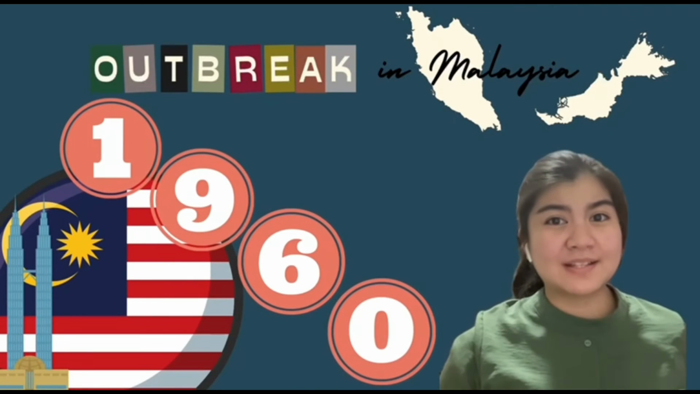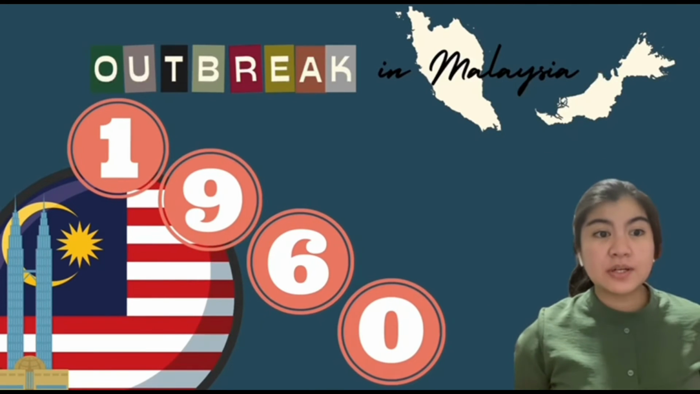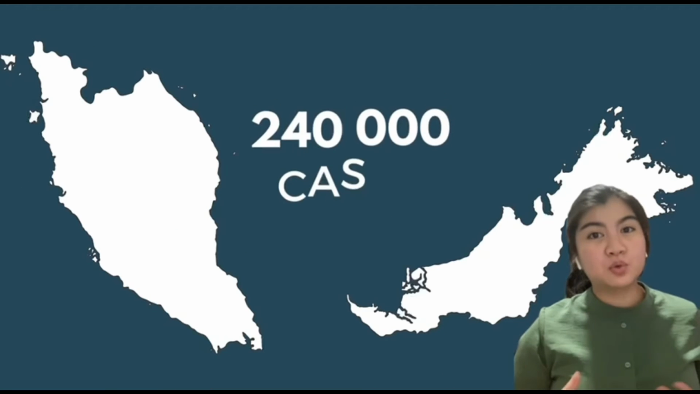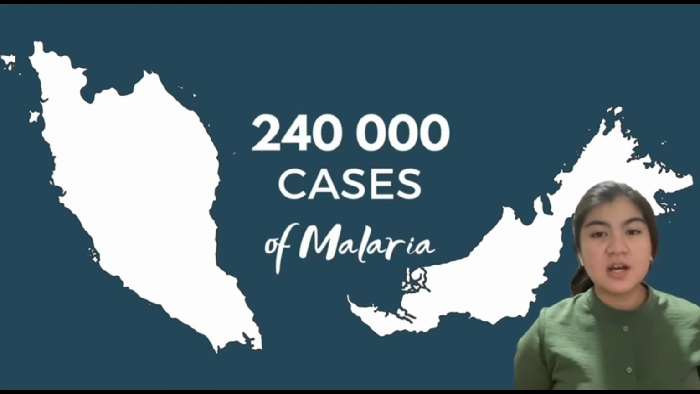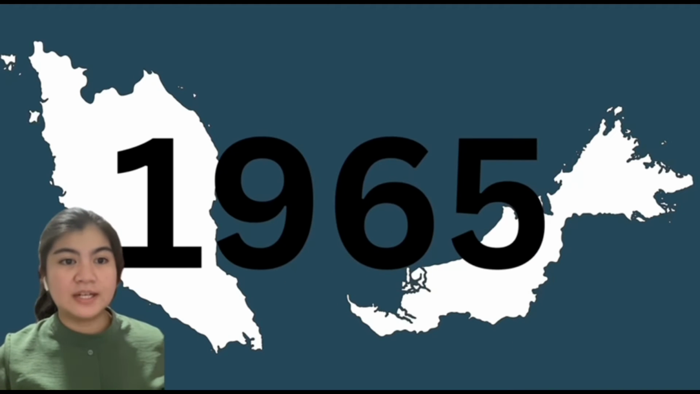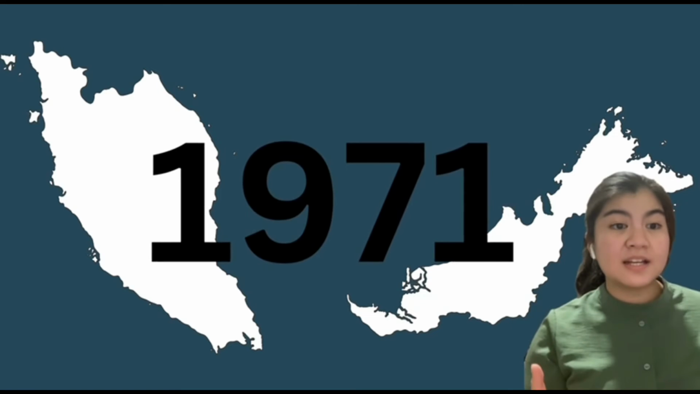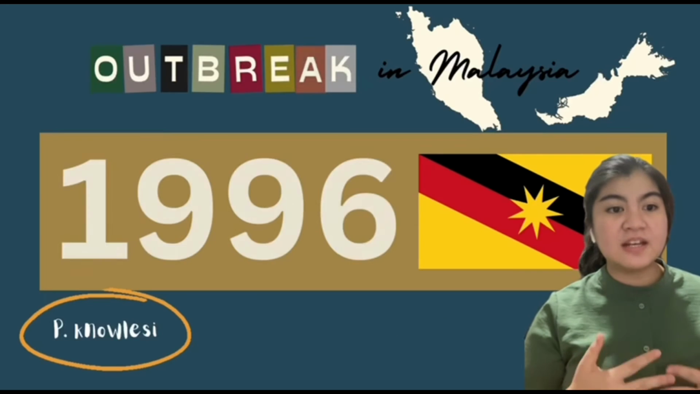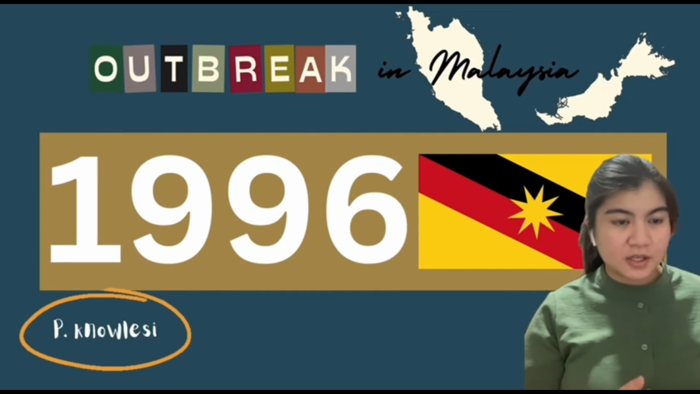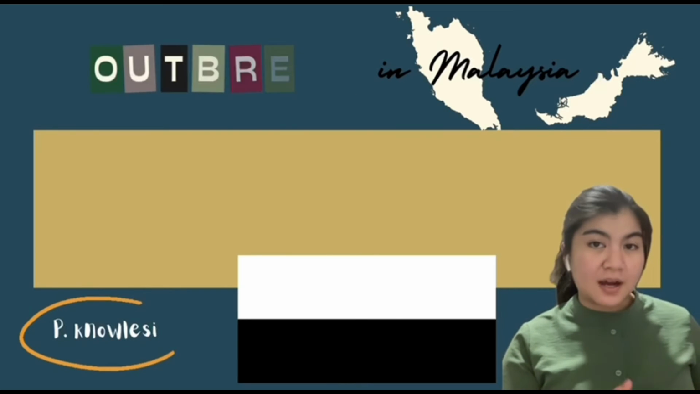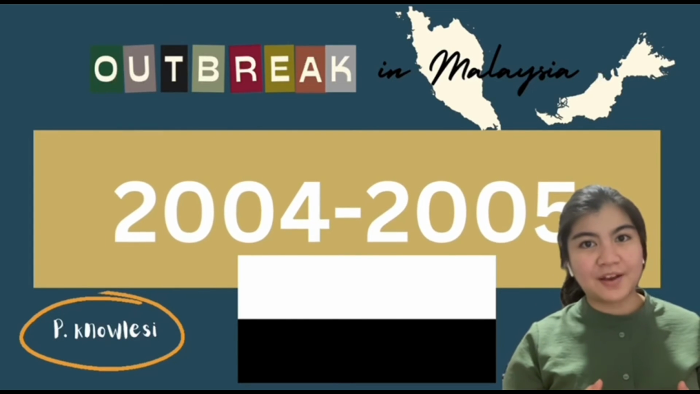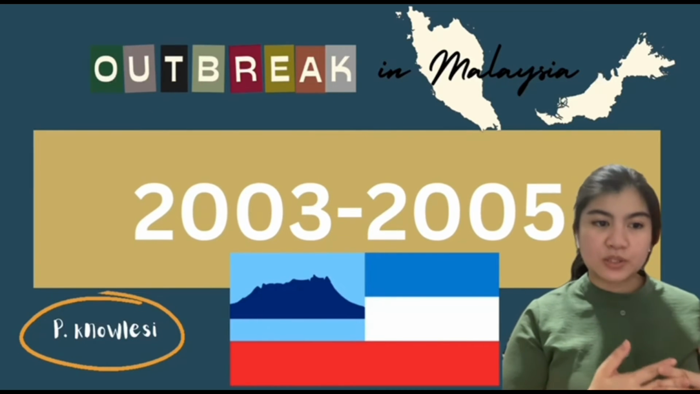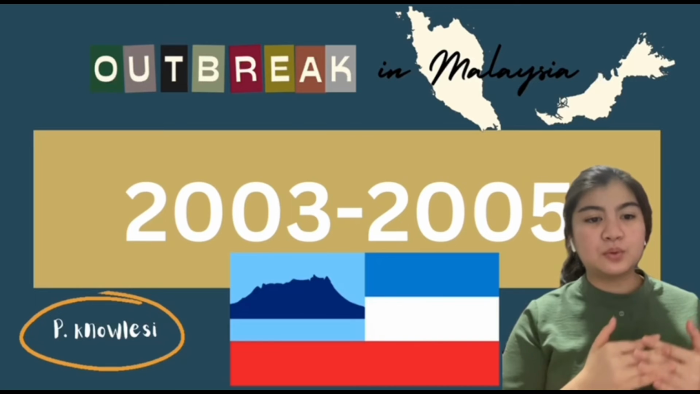We wonder how malaria started in Malaysia. In Malaysia, the history of malaria started in the 1960s when about 240,000 cases of malaria were discovered across the country. The first naturally acquired malaria case was reported in 1965 in a man who returned to the USA after visiting Peninsula Malaysia. A second naturally occurring transmission was reported in 1971. Human Plasmodium knowlesi infections occurred in Sarawak from as early as 1996 and in Pahang in 2004 until 2005. Plasmodium knowlesi infections were also described in Sabah from 2003 to 2005.